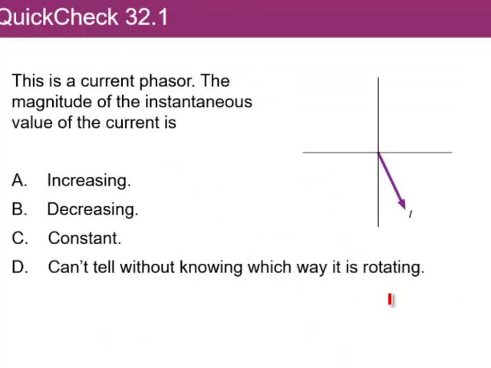So this is representing a current phasor. We haven't said what that is yet, but essentially it's another vector that will be rotating counterclockwise as always. And we are looking for the instantaneous value, that is at a given time. What does the value of the current do at this particular point? Is it increasing, decreasing, is it constant, or you can't tell without knowing which way it's rotating? So you should pause here for a second and think about the question.